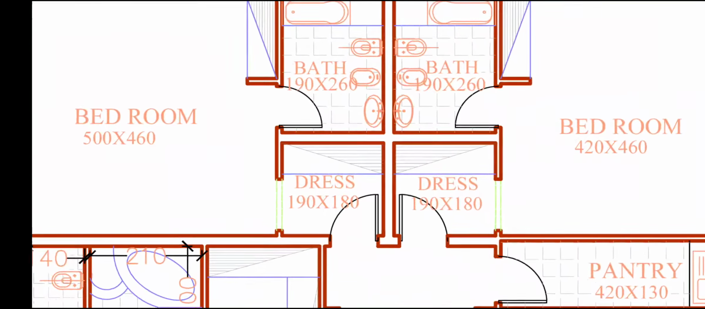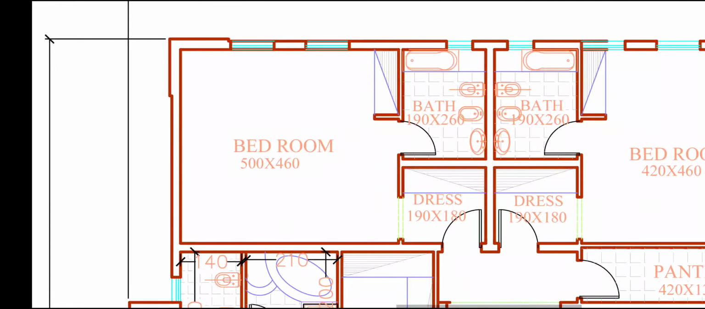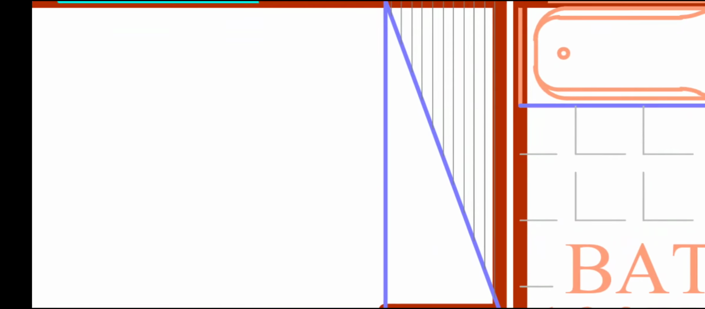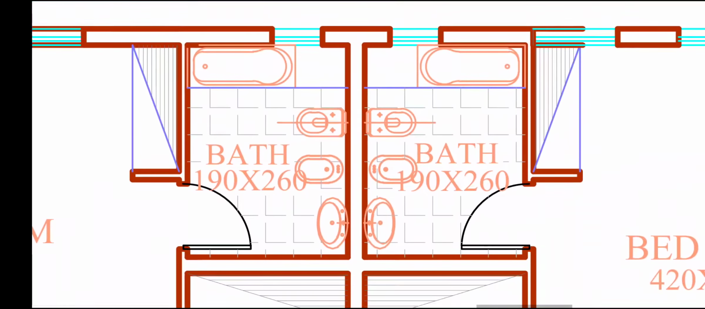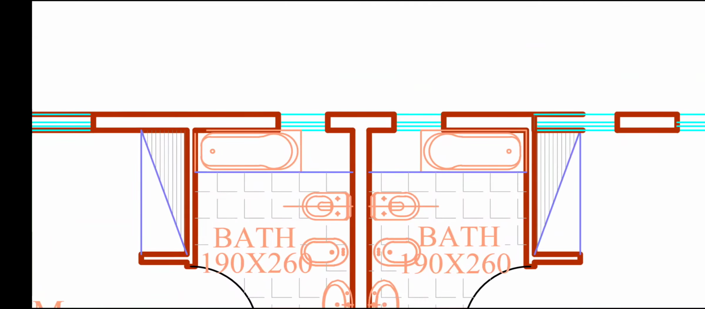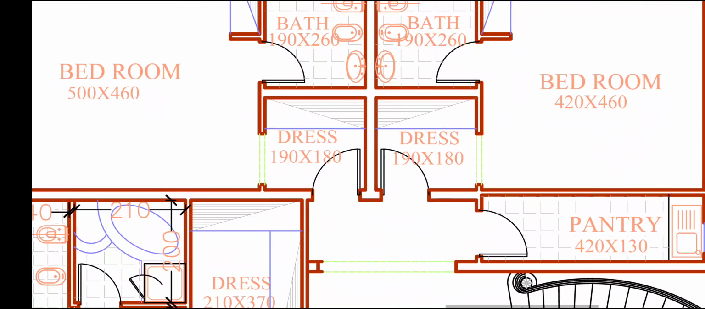This side, another bedroom, 5 meter by 460 centimeter. This dress area, cupboard, and here also cupboard. This 190 by 260 bathroom, and this window for ventilation.